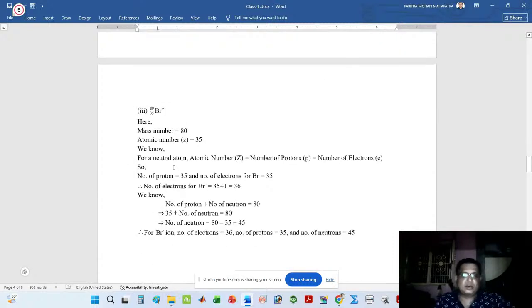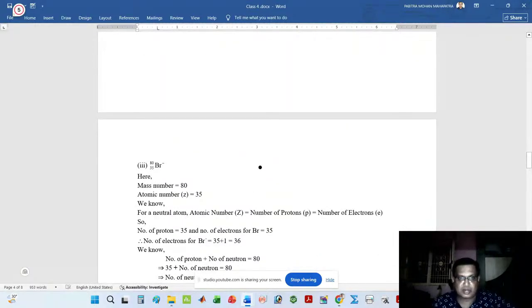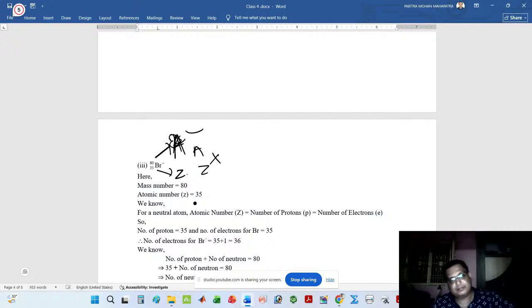Next, move to another problem, that is Br minus 80 35. Again, remember the general representation, that is X with Z and A. So here the A value is 80 and the Z value is 35.